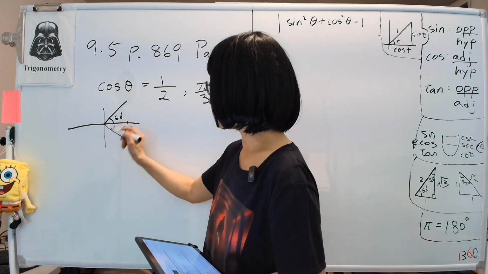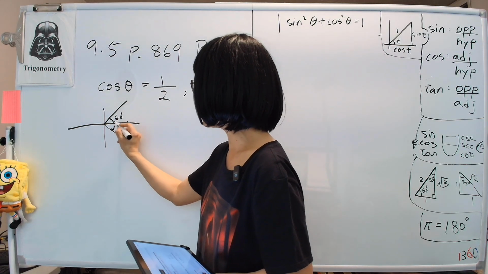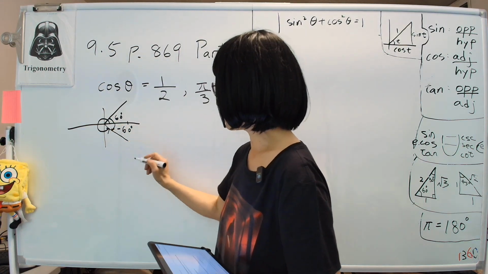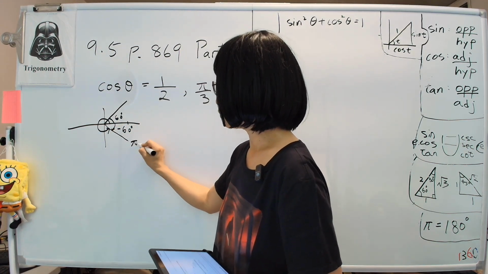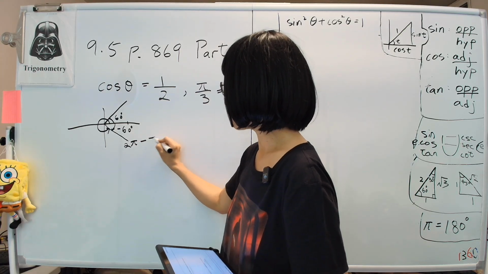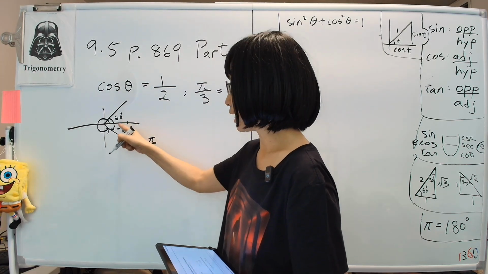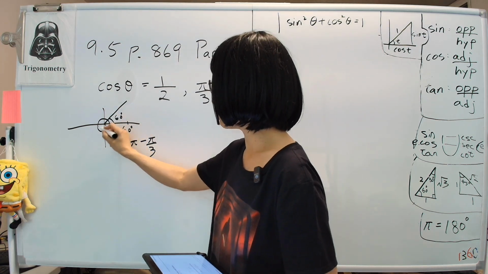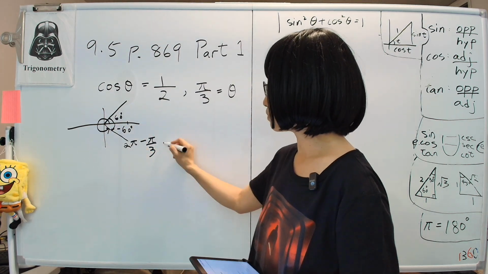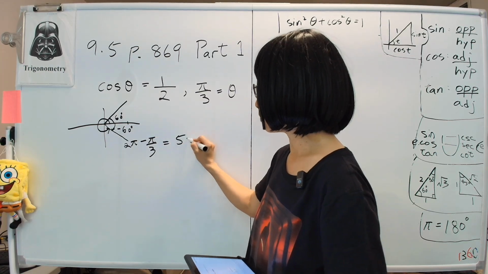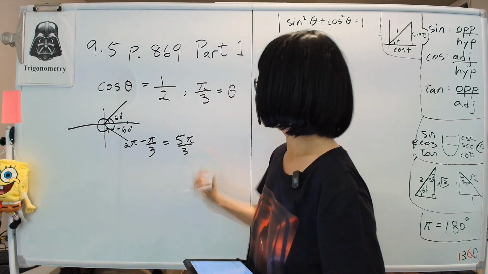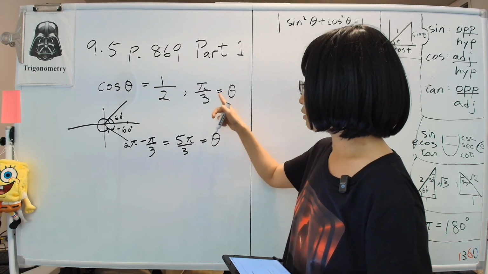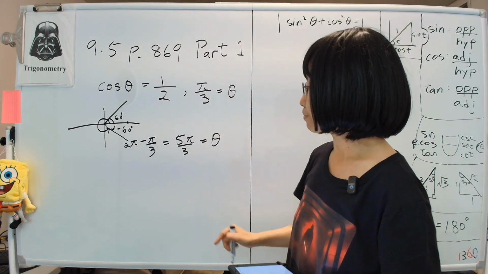Now, this angle going down, we can also calculate as going clear around like this. In other words, this angle down here can also be called 2 pi minus pi/3. The whole angle, all 360 degrees, is 2 pi. So coming all the way here is 2 pi minus pi/3, which is the same as 5 pi/3. So here are the 2 angles. Theta could be pi/3 or it could be 5 pi/3.